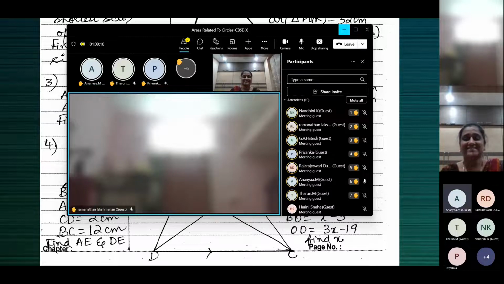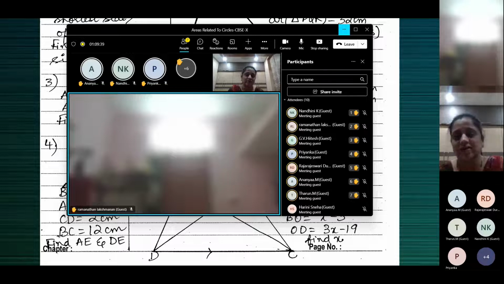Yes, Ananya. When a line is drawn intersecting the two sides of a triangle and is parallel to the third side, the ratio of the line segments intersected by the line segment will be of the same proportion. Same ratio. Okay. When a line is drawn parallel to one side of the triangle to intersect the other two sides at distinct points, the other two sides are divided in the same ratio.